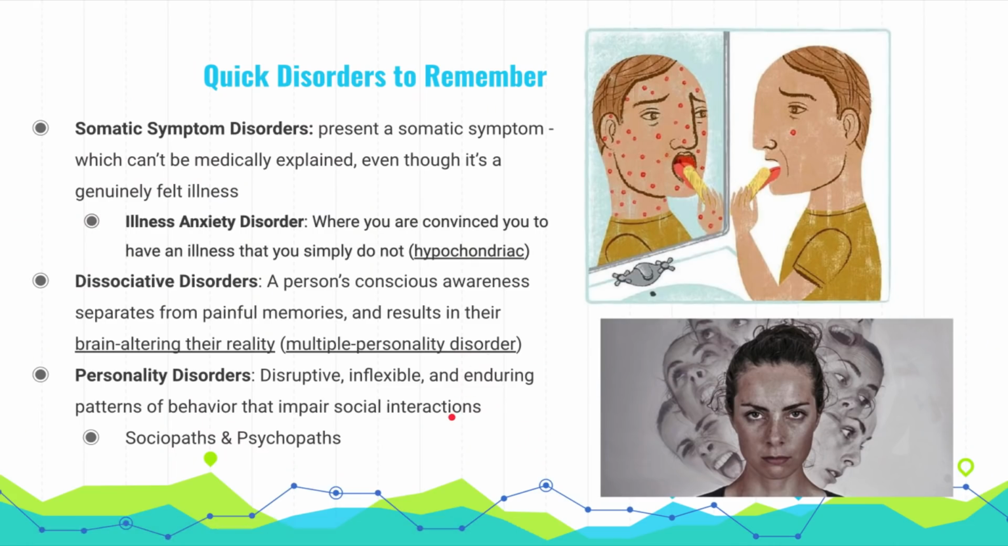Personality disorders are disruptive, inflexible, and enduring patterns of behavior that impair people's social interactions. Sociopaths and psychopaths are both individuals with personality disorders called antisocial personality disorders.